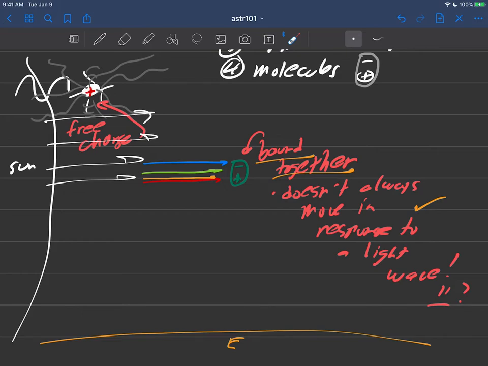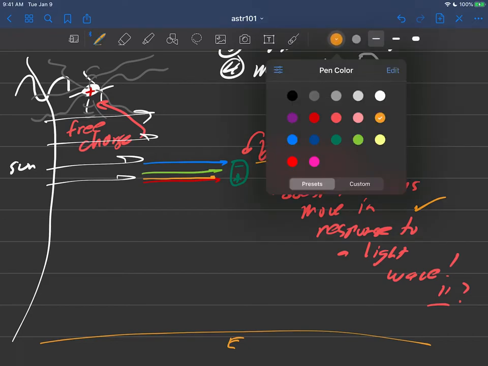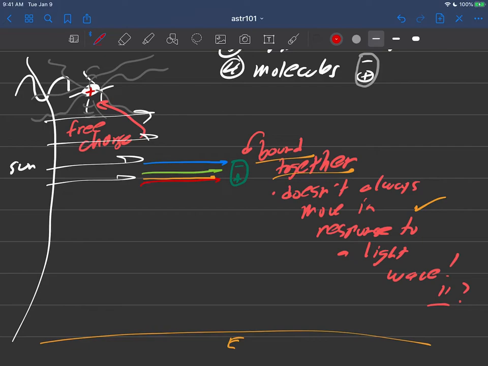But guess what? Because they're bound together, they don't always move in response to a light wave. It turns out that the red light, and we can draw a little wiggle on it if you want, like that, the red light wave that's coming in like this is going to go on by, and the molecule is not going to respond very much. It's just going to let the red go on by. It might start to move a little bit, but not very much. Guess what else? When the orange light wave goes by, like this, wiggling on by, the molecule might move a little bit, but not much. The free charge would be going crazy, but the molecule does not, because it's bound together and doesn't always move in response to all light waves.